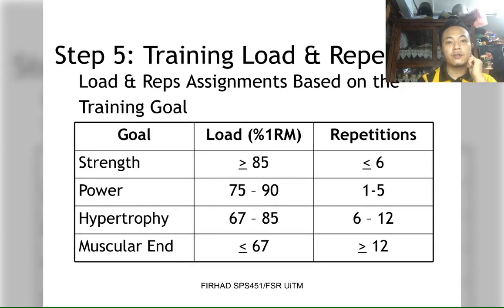Step 5 is training load and repetition. Load and reps assignment based on your training goal. From here, you can see strength is for the load more than 85 and the reps is less than or equal to 6, power is 75 to 90 and the reps is 1 to 5, hypertrophy 67 to 85 and the reps is 6 to 12 reps, and the last one is muscular endurance, less than 67% of 1 RM and the reps is more than 12 times.